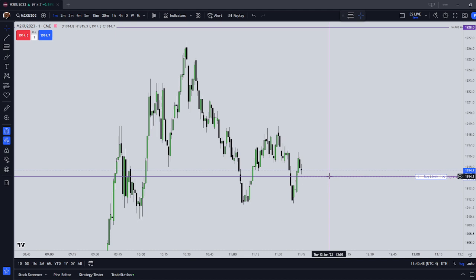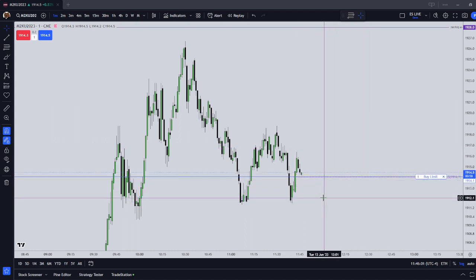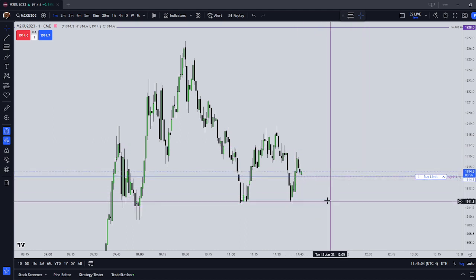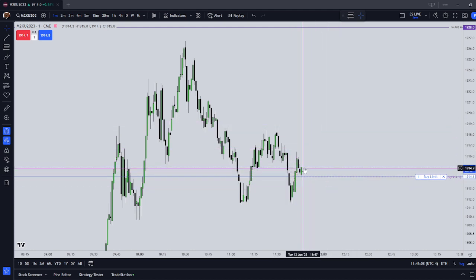Want to hit that 50%. You'd be surprised how often exactly 50% is the top and bottom tick. That's why I call them the Magic 50s, and I'm thinking about doing a video called Magic 50s. Because it will oftentimes exactly hit that 50%. So it looks like we're going to be one tick off.